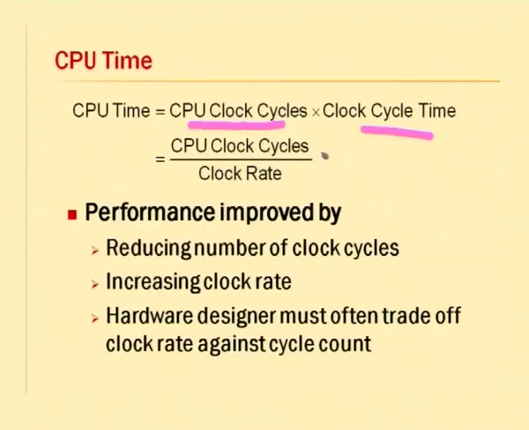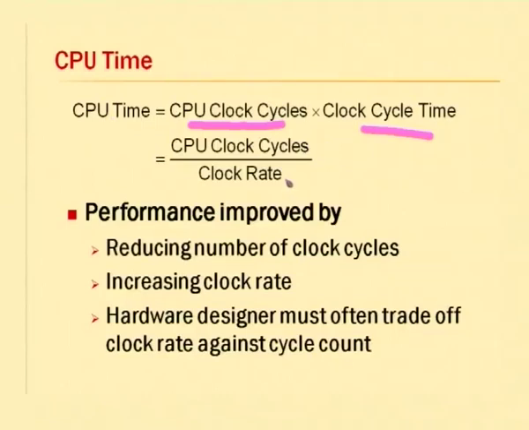Now if you look at this, remember our performance can be improved. How do we improve performance? We know that performance is inversely proportional to the execution time or the CPU time. Therefore, if I want to improve performance, I have to reduce my CPU time. So if my CPU time should be small, what do I need to do? My CPU clock cycles must be fewer, right?